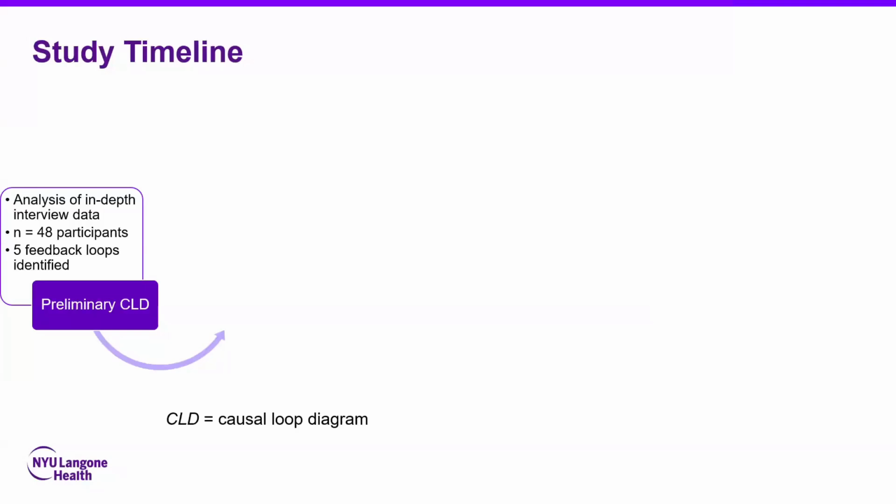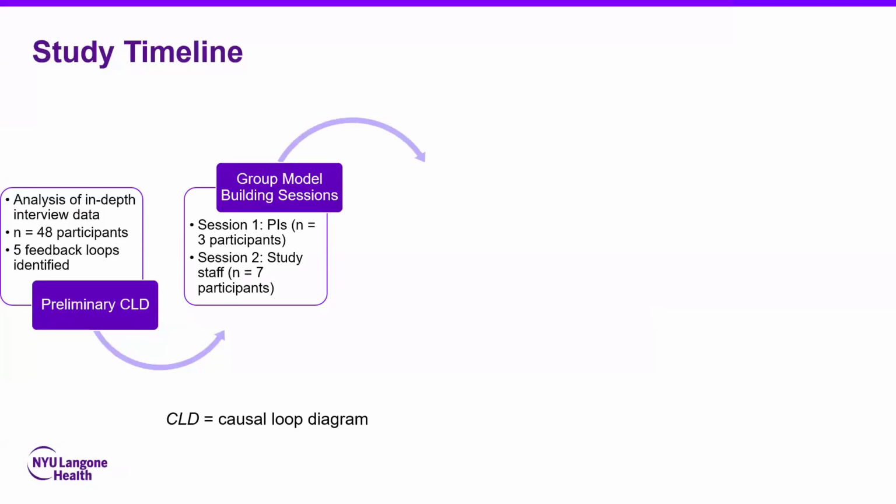So we started with a process of data that we collected through key informant interviews, which then we analyzed. And then we identified 5 feedback loops in this preliminary causal loop diagram, or the CLD. We then had 2 group model building sessions where we invited back PIs and study staff to basically look at our preliminary causal loop diagram and then have a facilitated discussion to understand what are the ways that we can improve sustainability of specific topics.